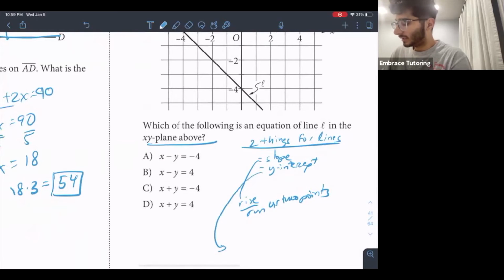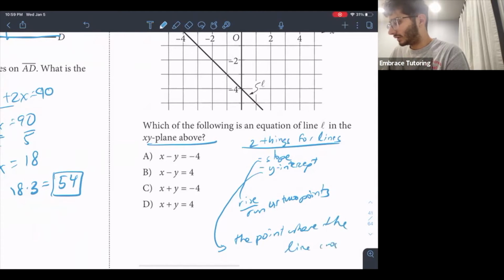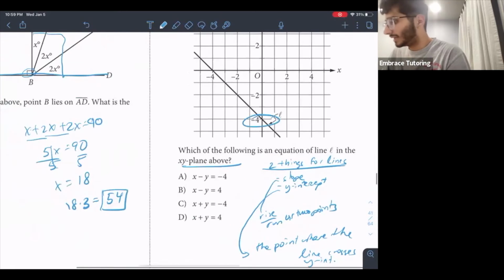And the y-intercept could be where x is 0. Oh, not where x is 0. I mean at the origin, like the number on the y-axis, the point where the line crosses the y-axis. So in this case, the y-intercept would be -4.